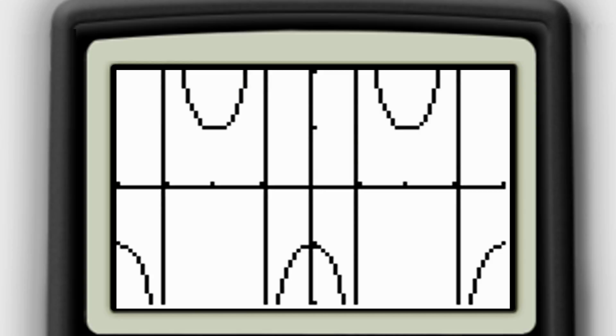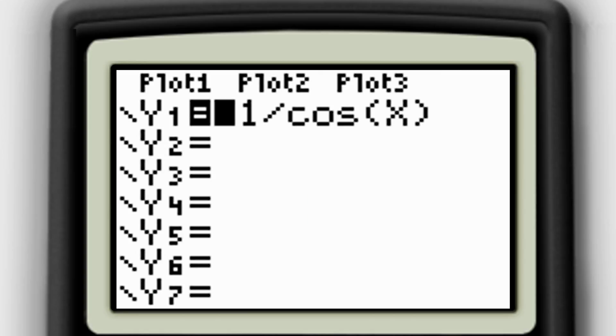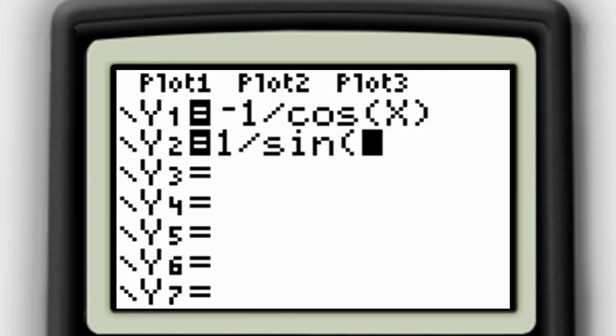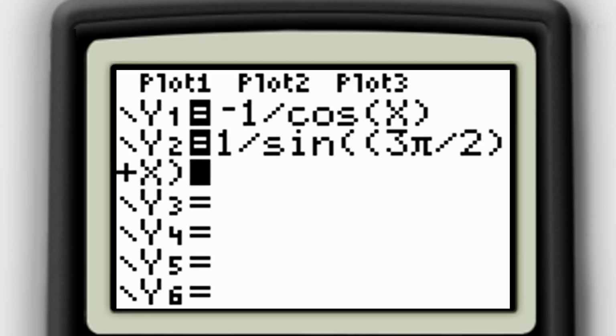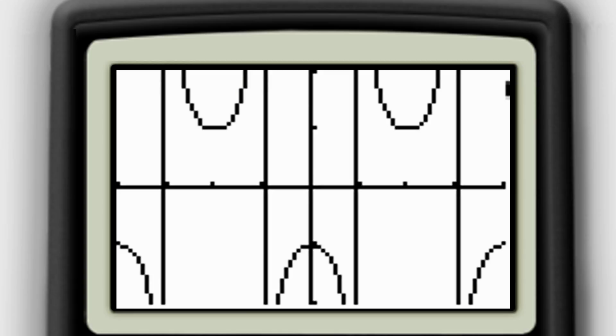So we have that. Now to confirm that the graph of this is equal to the graph of cosecant of 3 pi over 2 plus x, or plus theta, we go back into our equation input. For our second equation, we'll type in cosecant, which is 1 over sine, so 1 divided by sine of the quantity 3 pi over 2 plus x. And everything else being set, we'll just press graph, and actually we should see nothing happen, meaning the graph of cosecant of 3 pi over 2 plus x is being traced right over the graph of negative secant of x, which confirms our result.